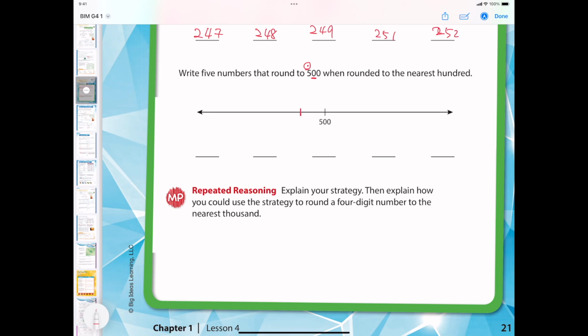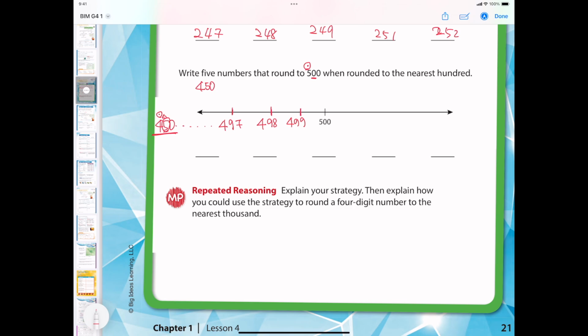I'm going to go down here: 499, 498, 497. The numbers go on and on and on, up to what? 450? When you round this 450 to the nearest 100, the 5 is the matter number, and that's 5 and up. So this 450 is close to 500, not 400. Do you remember that? So down to 450, you can pick any number.